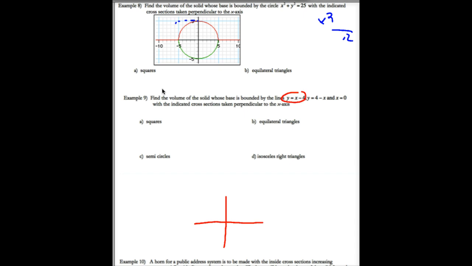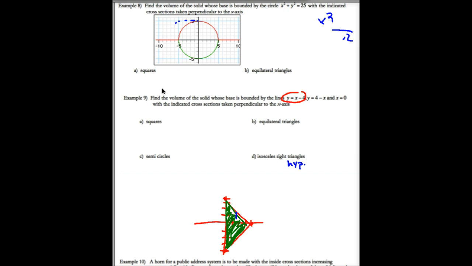We've got y equals x minus 4, which looks like a line that goes like this, 1, 2, 3, 4. And we've got 4 minus x, which is coming in from a y-intercept of 4 and going like that. And x equals 0 is also. So this is my solid. It's the base of my loaf of bread. Kind of weird loaf, but that's the way it is. And I'm going to be popping up some squares, equilateral triangles, semicircles, and isosceles right triangles, and let's say on this one with the hypotenuse across the base.